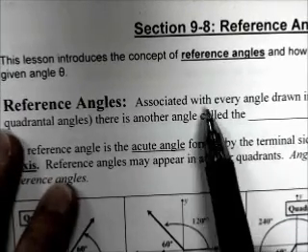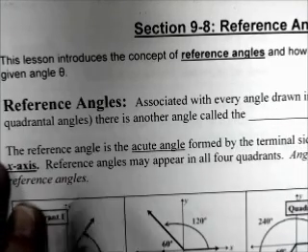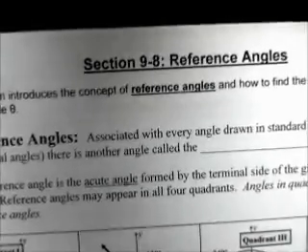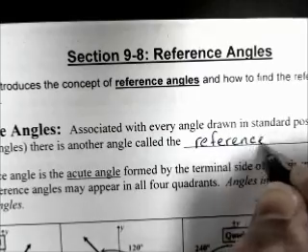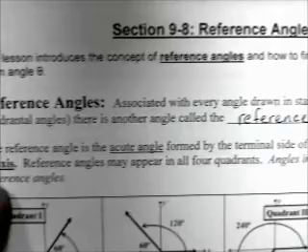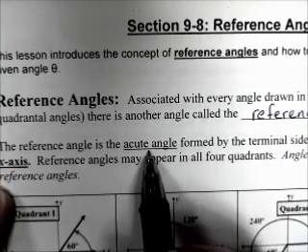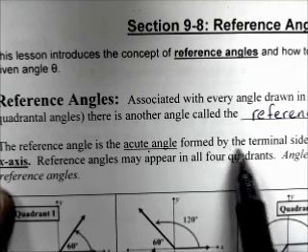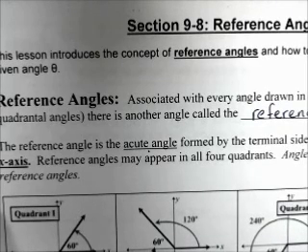Reference angles are associated with every angle drawn in standard position except quadrantal angles. There is another angle called the reference angle. The reference angle is the acute angle. It's always an acute angle formed by the terminal side of the given angle and the x-axis. Reference angles may appear in all 4 quadrants.